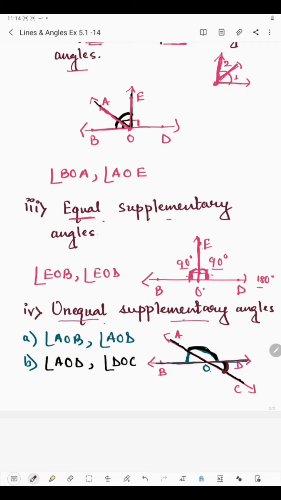Now this is a straight line. So this is one angle and this is another angle which makes 180 degrees, right? Here this angle is an acute angle and this angle is an obtuse angle. So the sum of this makes 180 degrees. So this is also an unequal supplementary angle. So it will be DOC and COB. Okay.